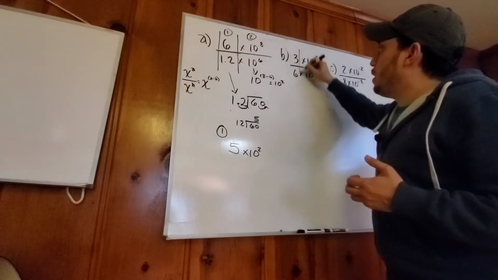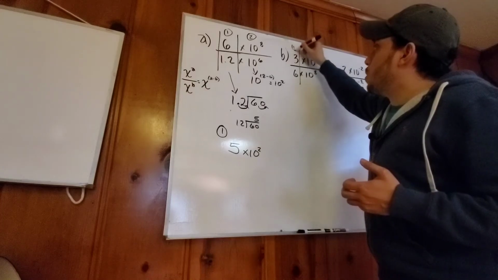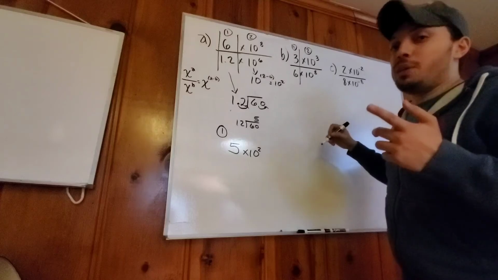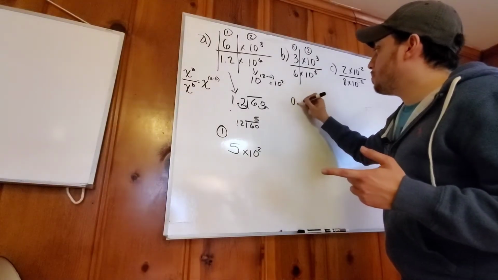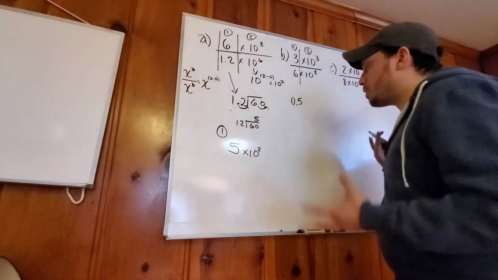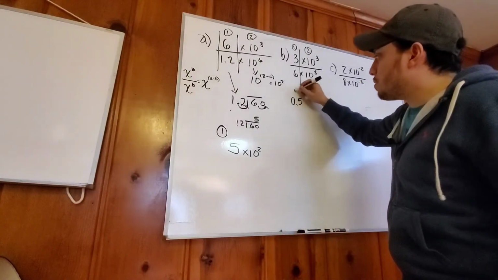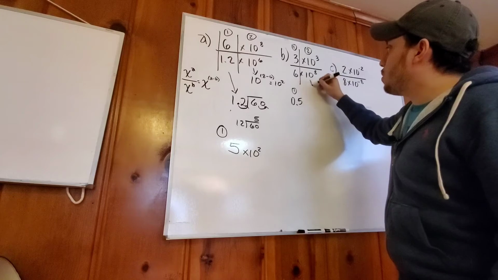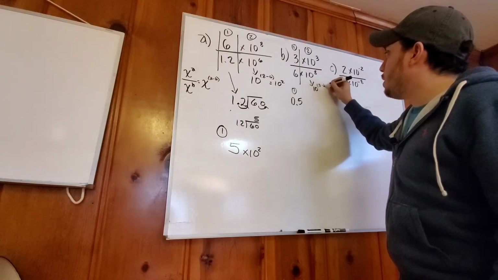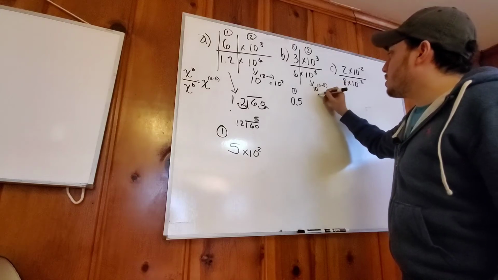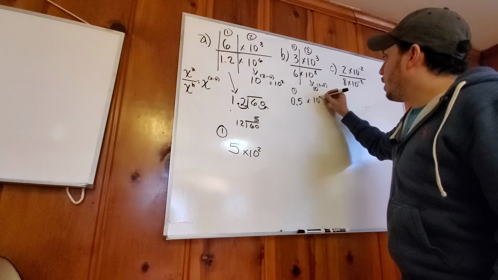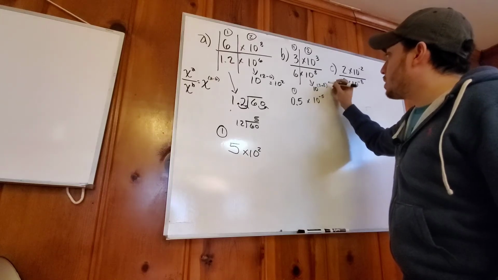So for the second one, again, this is 1 and this is 2. Now 3 divided by 6 is going to be 0.5, because 3 divided by 6 is 1/2, 0.5. So that's the first part. The second part is going to be 10 to the 3 minus 8. 3 minus 8 is a little bit of a problem because it's going to give us 10 to the negative 5. 3 minus 8 is negative 5.